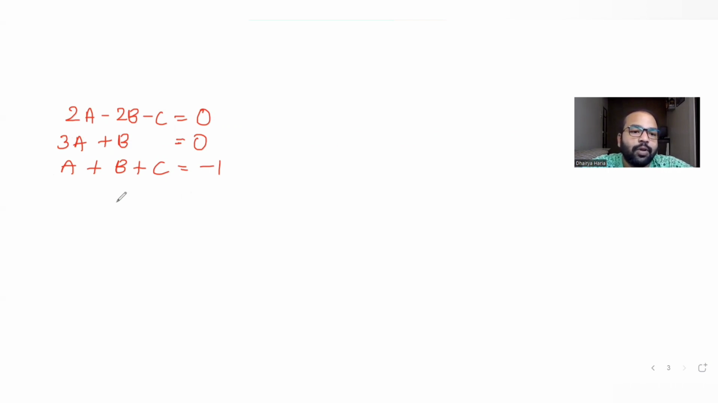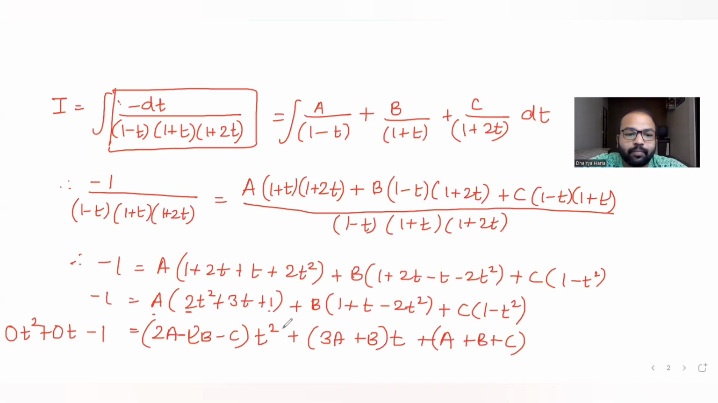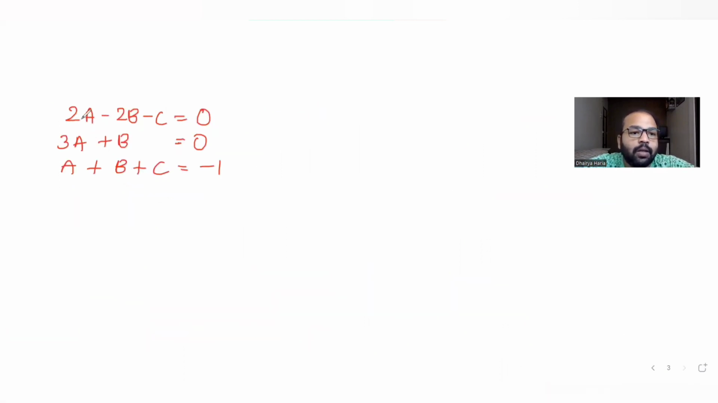So the first thing I can do here is, I see a plus b plus c is minus 1, and 2a minus 2b minus c is equal to 0. So if I add all of them, what do I get? The c gets cancelled. Minus 2b and plus 2b also get cancelled. So I directly get a here, and that becomes 2a plus 3a is 5a, plus a, so 6a is equal to minus 1, and a here I get as minus 1 by 6.